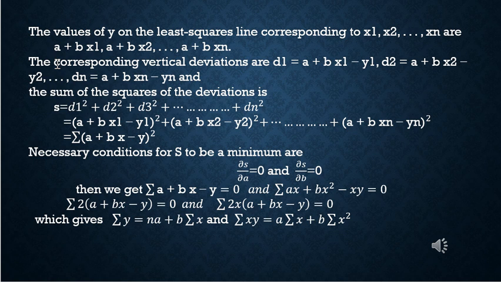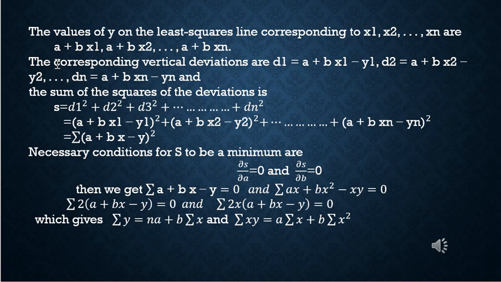Here we could consider vertical deviations or perpendicular deviations to get the distance between the line and the point, but we prefer vertical deviations. So these are the vertical deviations for the points, and the sum of squares of these deviations is s, in which s is equal to d1 square plus d2 square plus so on dn square. So finally this s equation will become sigma of a plus bx minus y whole square. In order to get a minimum, the necessary conditions are dou s by dou a is equal to 0 and dou s by dou b is equal to 0.